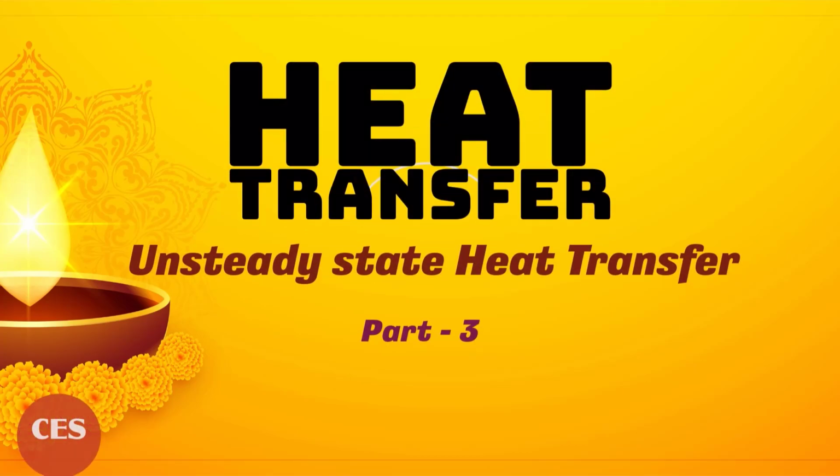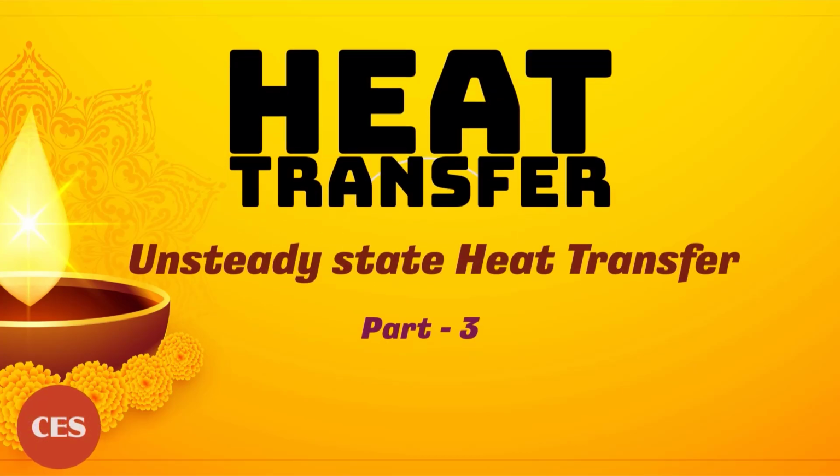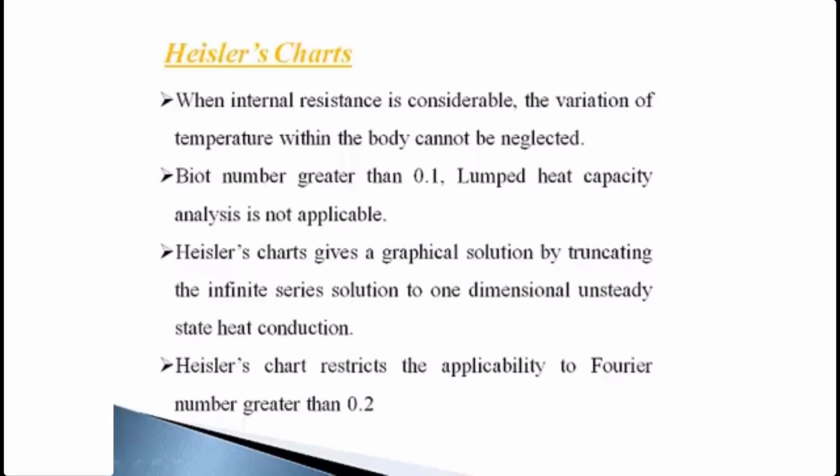Today we will continue with our discussion on unsteady state heat transfer. In this class, I will explain the usage of Heisler's chart in solving unsteady state heat transfer. As all of you know, when the internal resistance is negligible, the temperature distribution is uniform within the body and we can assume lumped heat capacity analysis. For this, Biot number should be less than 0.1.